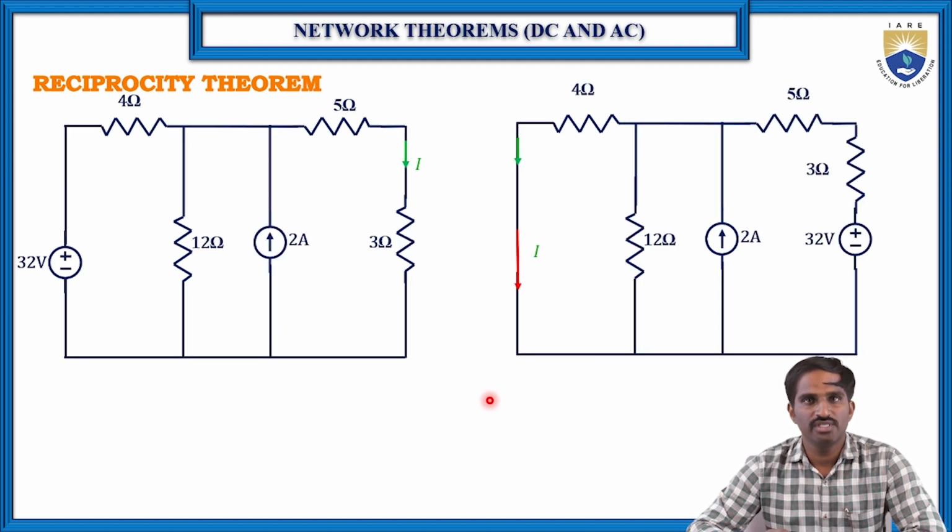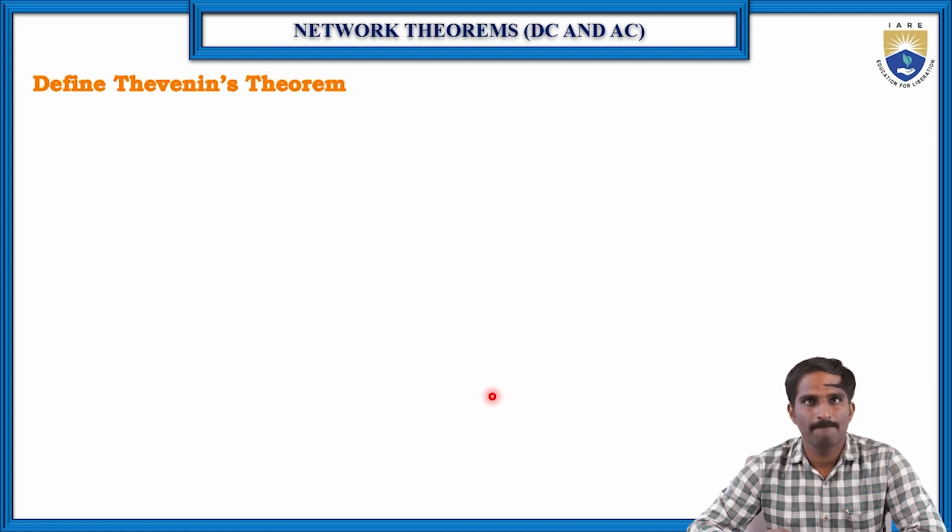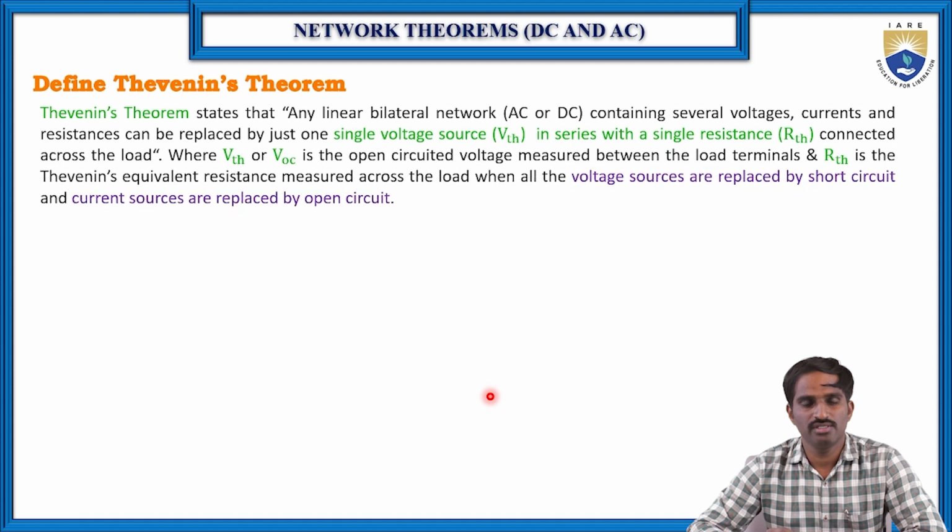Then the same reciprocity theorem, suppose if we are having... then define the Thevenin's theorem. Right now we are going to discuss the Thevenin's theorem. So this Thevenin's theorem is very simple. It is for any linear or bilateral networks, and one more thing here, the theorem is applicable for both AC and DC networks, right? The procedure for AC and DC networks is the same, and the definition for AC and DC networks is also the same, right?